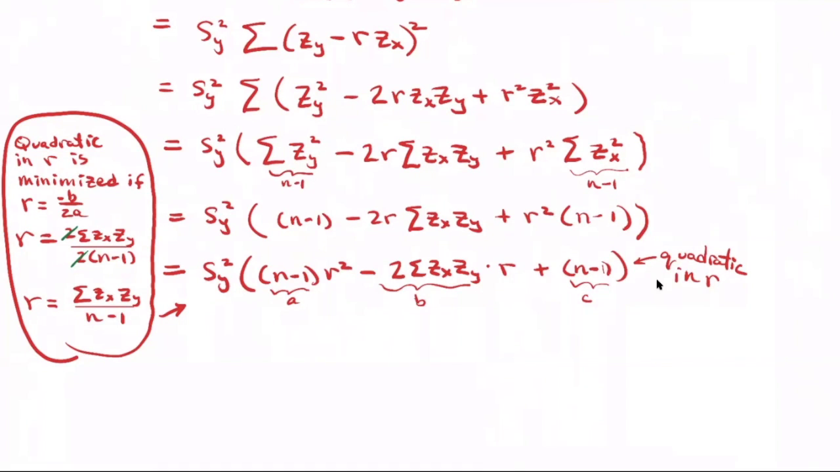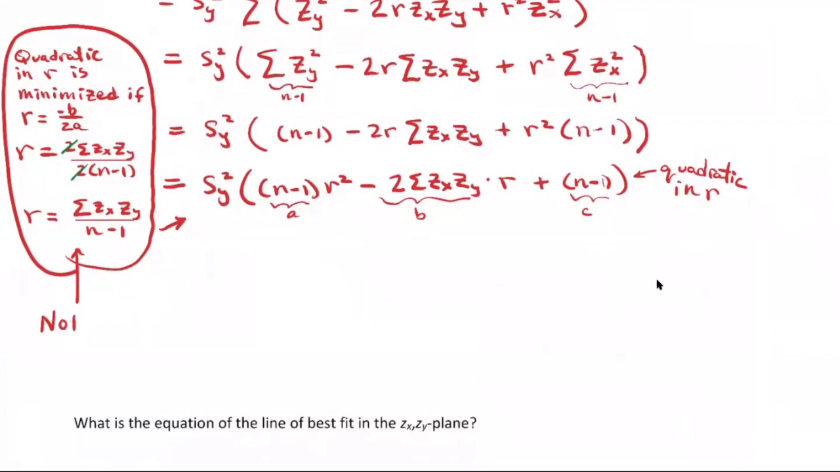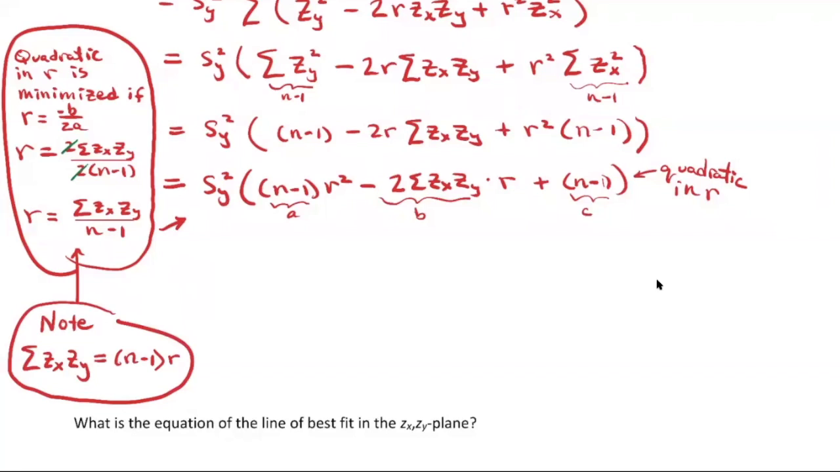Now, I want to rearrange that statement to come up with an expression for the sum of zx times zy. So from this statement here, note that the sum of zx, zy is, multiply both sides by n minus 1, so you get n minus 1 times r. Okay.